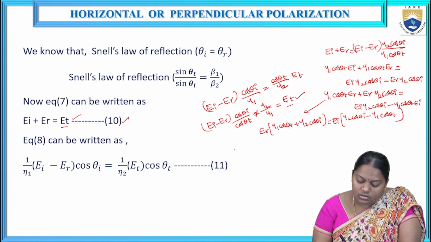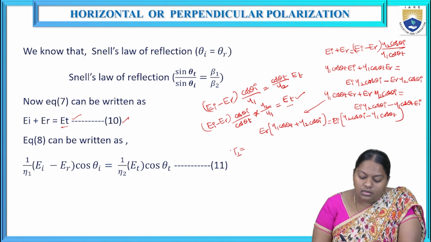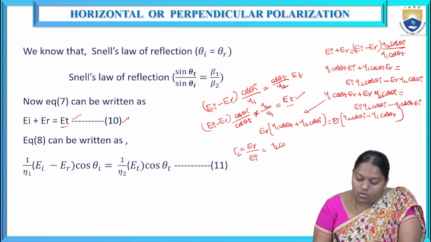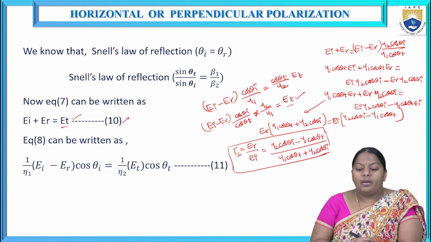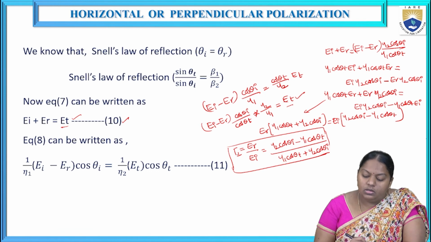Okay. Now from this relation, the reflection coefficient gamma perpendicular, for perpendicular polarization, is given by the ratio of E_r to E_i equals. Take this E_i to this side and this term to this side, then it becomes (eta_2 cos theta_i minus eta_1 cos theta_t) by (eta_1 cos theta_t plus eta_2 cos theta_i). Okay, so this is the reflection coefficient for oblique incidence with perpendicular polarization. Gamma perpendicular equals E_r by E_i equals this relation.